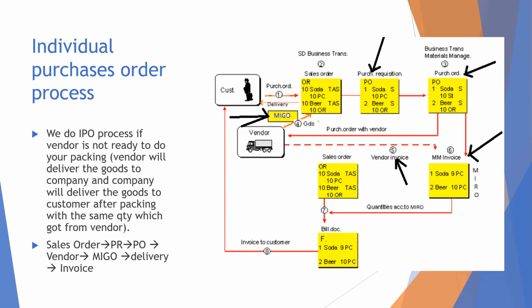I'll show you. Farid, at this point, I just wanted to remind my people regarding this. If you see this purchase requisition and purchase order, you have one PO here. The first line item is soda, which is 10 pieces, and the second is beer, which is 10. Okay, again, if you see the right side of it, there is an S. What is this S? It is your item category.